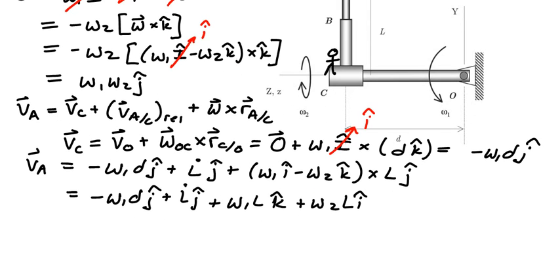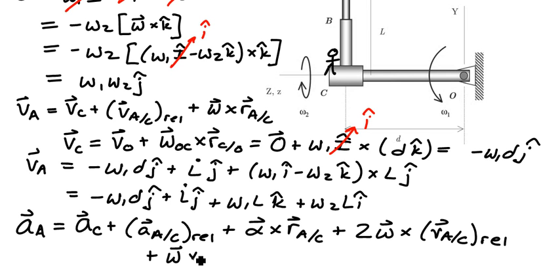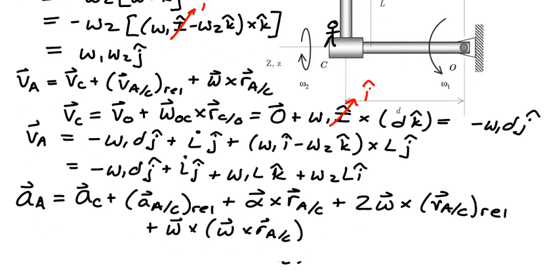I can then proceed to find the acceleration of point A, and the way I'm going to do that is going to largely mimic what I did with velocity. So I'll say the acceleration of point A is equal to the acceleration of point C, plus the acceleration of A with respect to C, as seen by the observer, plus the angular acceleration of the rotating frame cross R of A with respect to C, plus the Coriolis term, which is 2 omega cross the velocity of A with respect to C as seen by the observer, plus the triple product term, which is omega cross quantity omega cross R of A with respect to C. If I go ahead and make some substitutions here, I can get the final result.